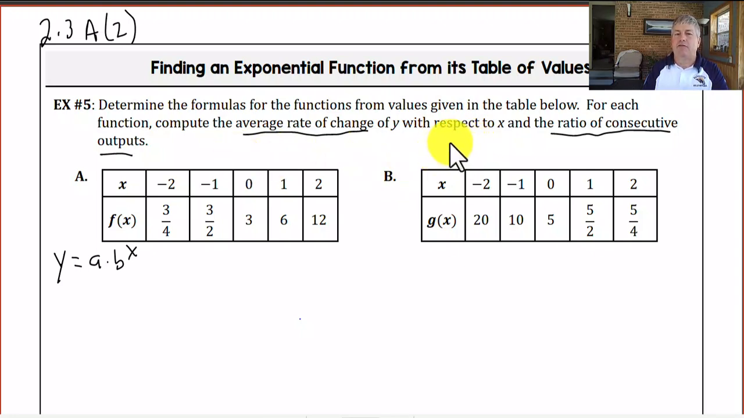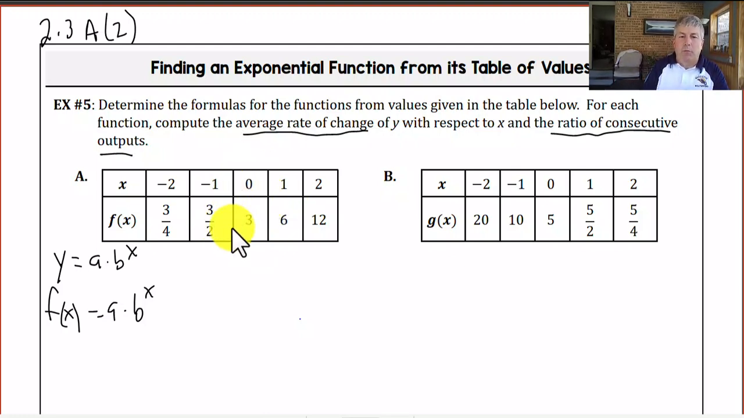Compute the average rate of change of y with respect to x and the ratio of consecutive outputs. So working with our parent function, y equals a times b to the x, or if you will, f of x equals a times b to the x in function notation. Let's take a look at our data.